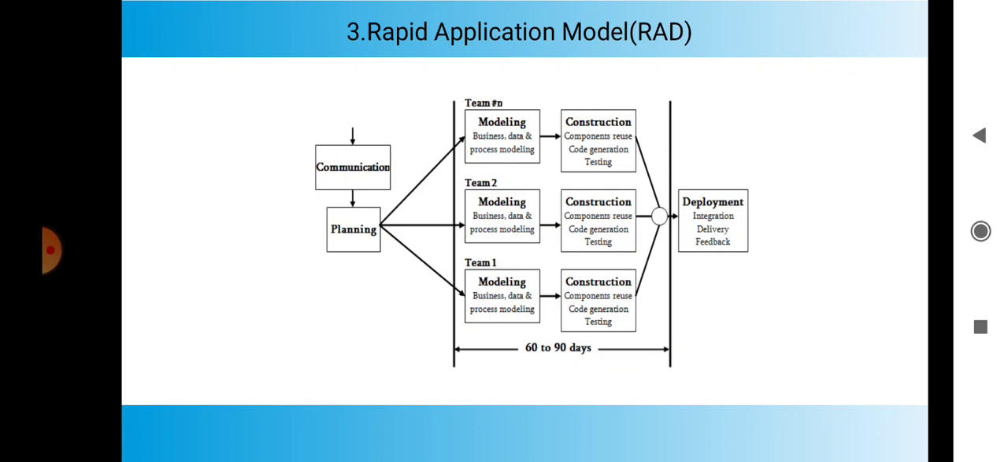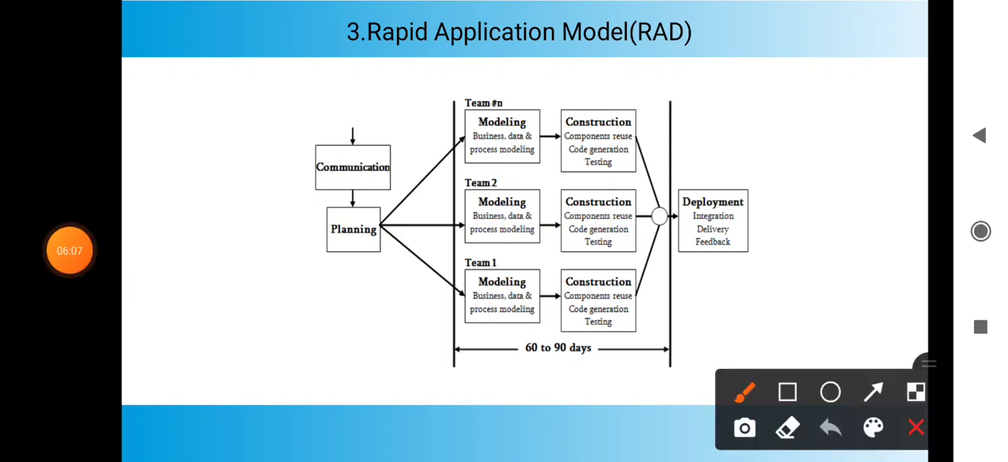If requirements are well understood and project scope is constrained, then the RAD process enables a development team to create a fully functional system. In the figure, we see team 1, team 2 and team 3. That means these are development teams, working within a very short period of time, that means 60 to 90 days as shown in this figure. The flow of the diagram is: communication is the first phase, second is planning, third is modeling, fourth is construction and last is deployment.